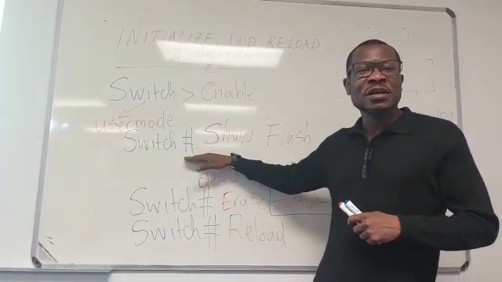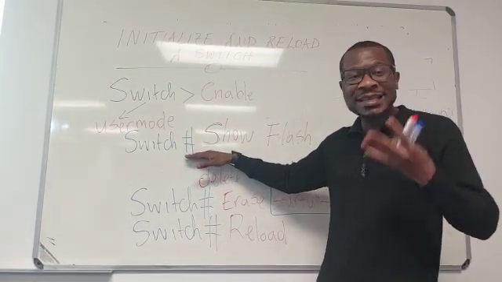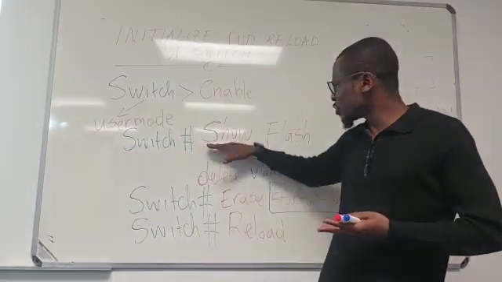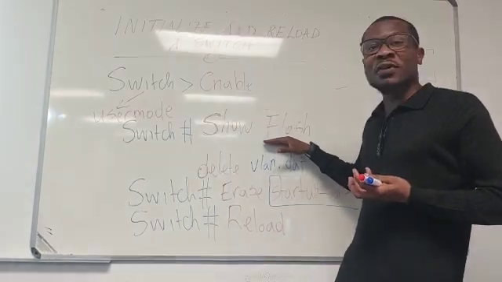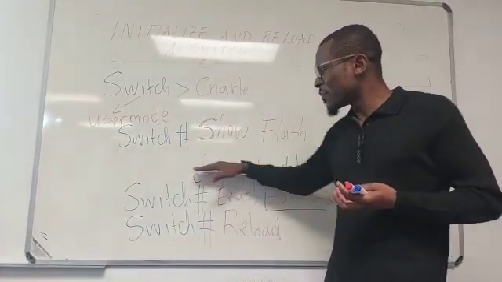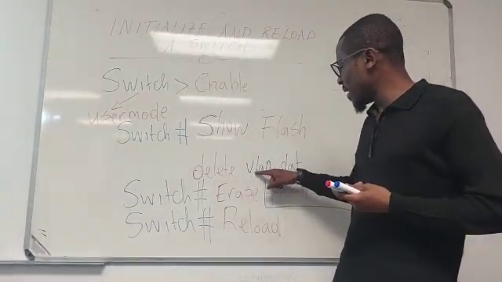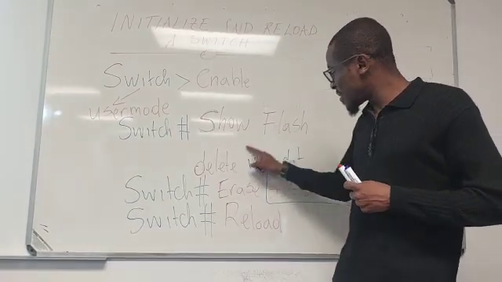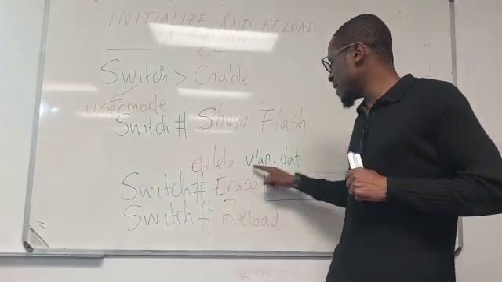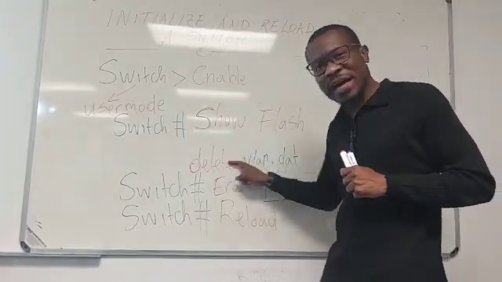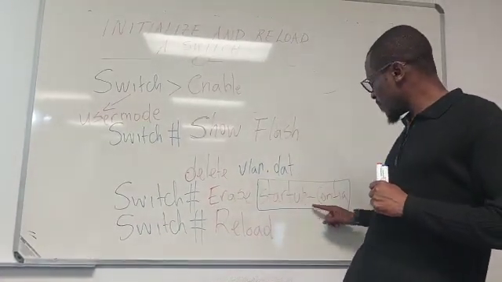From the privilege mode, you have first to see what configurations are already there on your switch, by typing show flash. Flash is like a memory where those configurations are. You're going to see some of the configurations here. But you have to look at this file, vlan.dat. If it's there, you have to carry on by typing the command delete vlan.dat. But if it's not there, you just move down and you type erase startup-config.